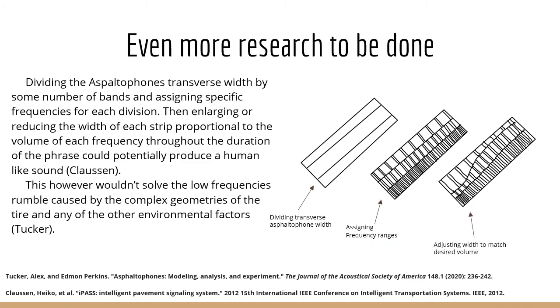Could you encode the human voice onto an asphaltophone? Well, it's not set in stone quite yet, but maybe by using the vocoding method previously mentioned, you could divide the transverse asphaltophone width into these bands, simplifying the human voice significantly. After assigning these frequency ranges, you could adjust the width to match the desired volume. With more tire touching more of a specific frequency, it should be louder.